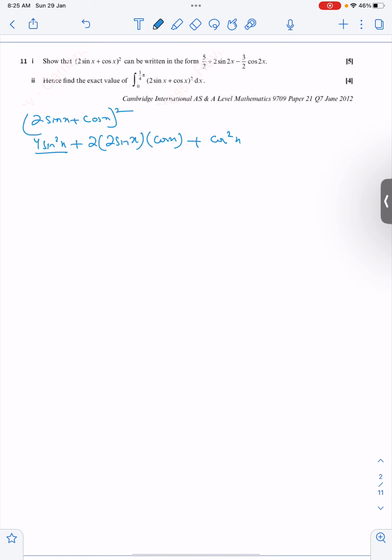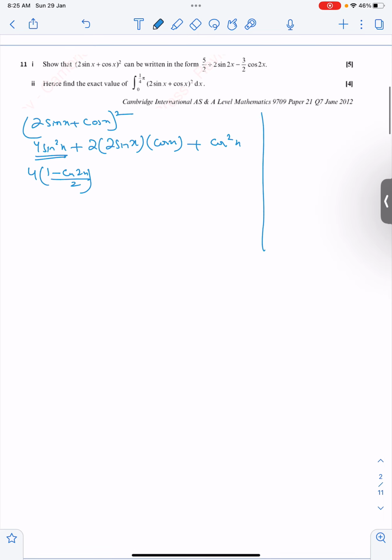I can write this in terms of cos of 2x. So it'll be 4 into (1 minus cos of 2x) divided by 2. I'm using the basic double angle identities for cos of 2x. Cos of 2x we know is cos square x minus sine square x, or cos of 2x can also be equal to 2 cos square x minus 1, or cos of 2x is equal to 1 minus 2 sine square x. Now, if you make sine square x the subject from here, you will end up having (1 minus cos of 2x) divided by 2. So that's what I'm using here.